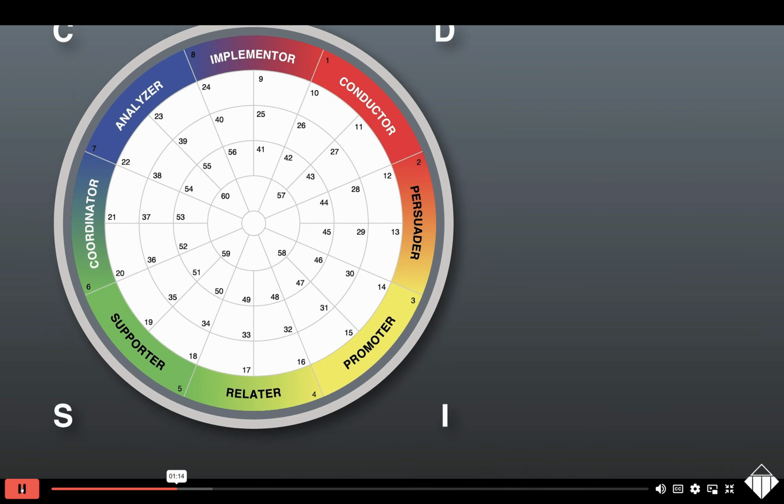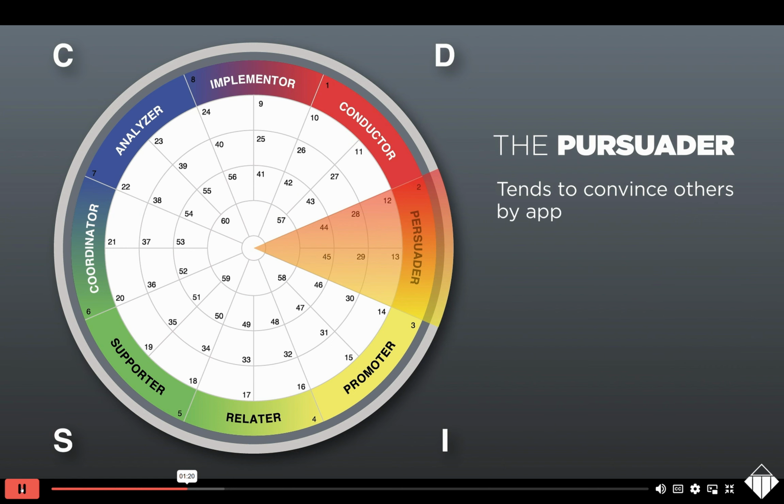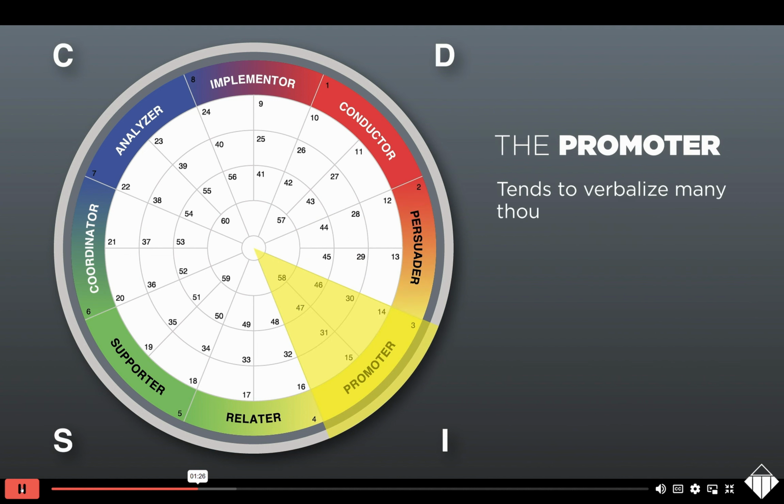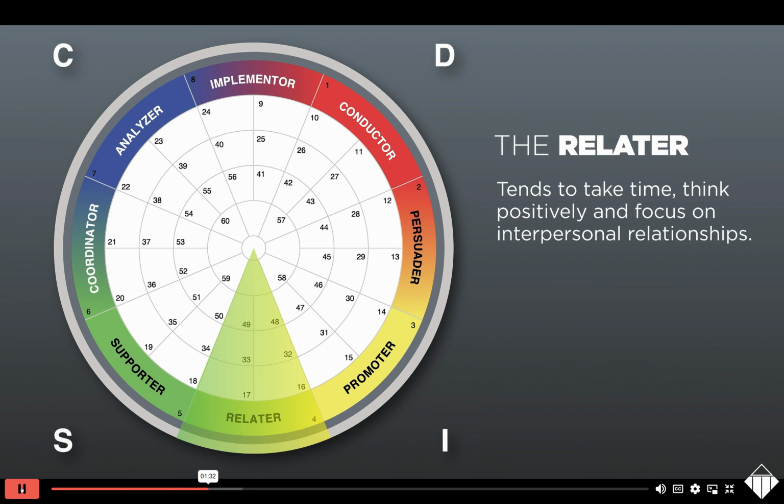The characteristics illustrated in the 8 wheel segments include the conductor, tends to be direct, decisive, and seeks results. The persuader tends to convince others by appealing to reason, understanding, or emotion. The promoter tends to verbalize many thoughts to influence outcomes. The relator tends to take time, think positively, and focus on interpersonal relationships.